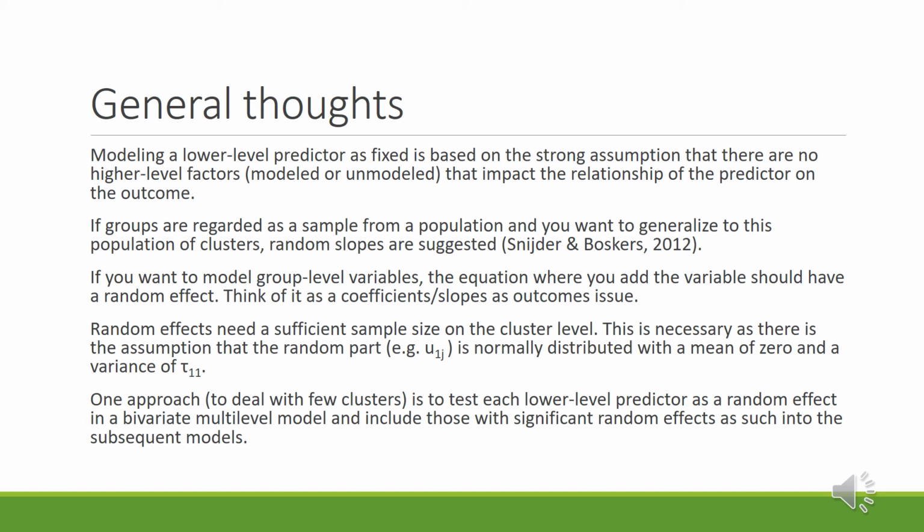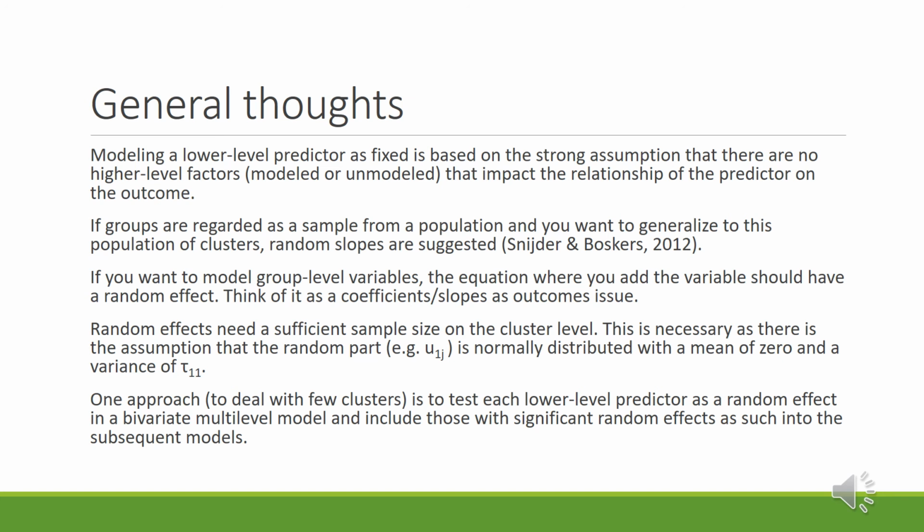And so the first thing is if we're modeling a lower level predictor as a fixed effect, we have the strong assumption that there are no higher level factors, modeled or unmodeled, that impact the relationship of the predictor on the outcome. Now, Snijders and Bosker discuss a couple of examples or situations, and they say if the groups are regarded as a sample from a population and you want to generalize to this population of clusters, then you really should be using random slopes. So let's say we're pulling on a sample of schools or clinics or neighborhoods, and we're randomly sampling those and we want to draw general conclusions, then you need a random effect here.